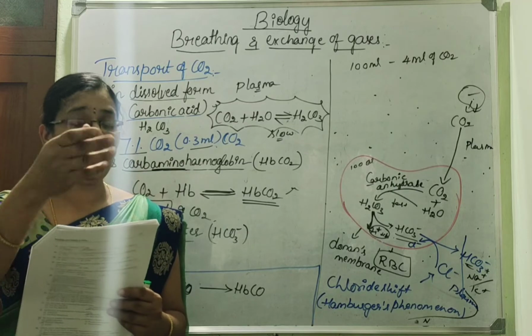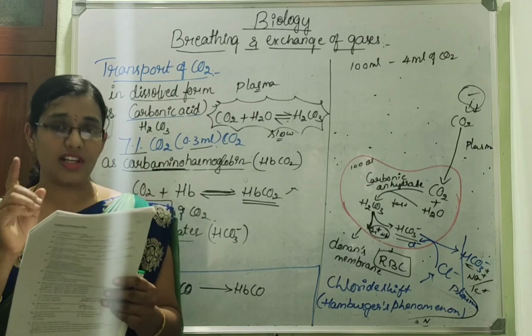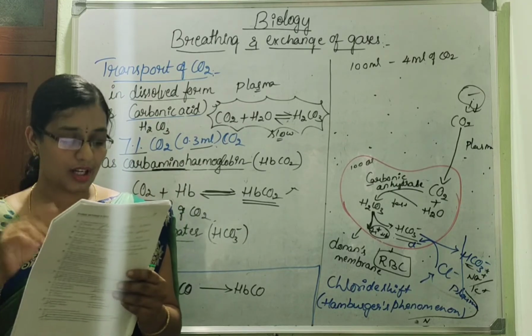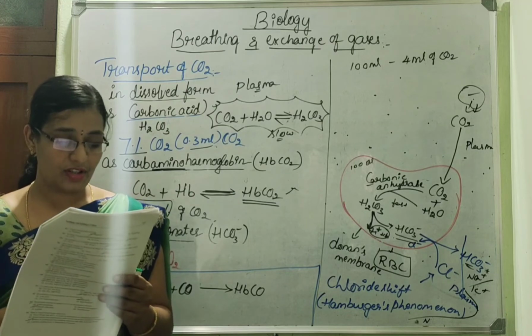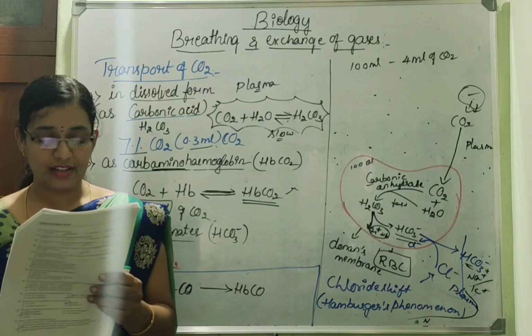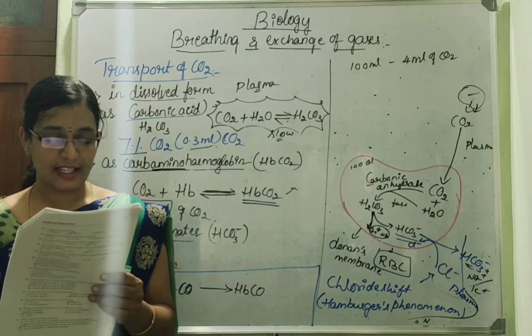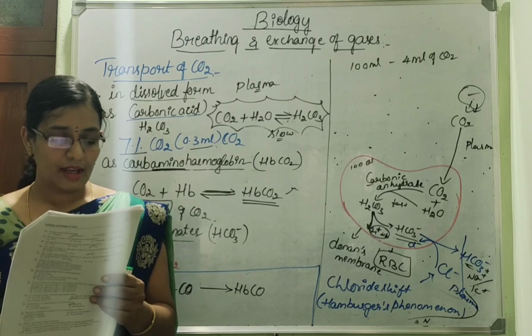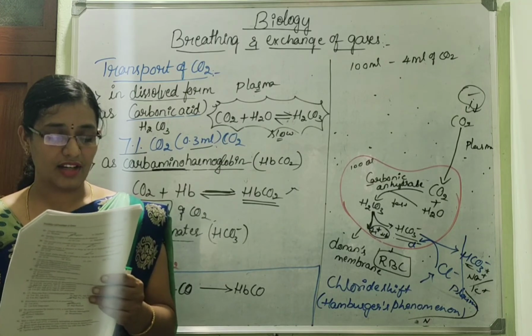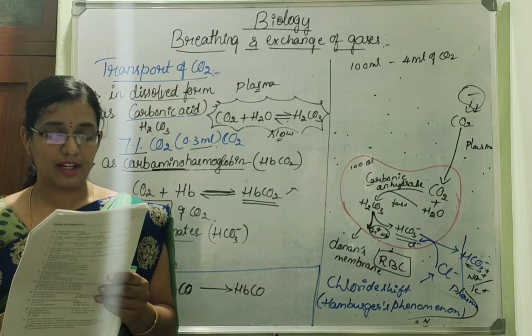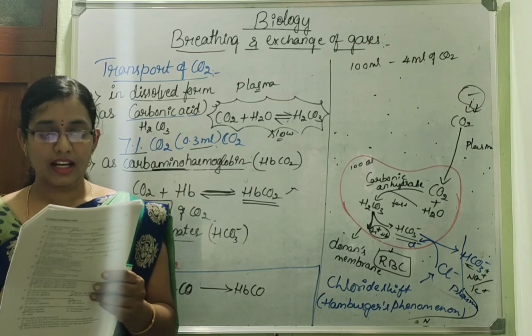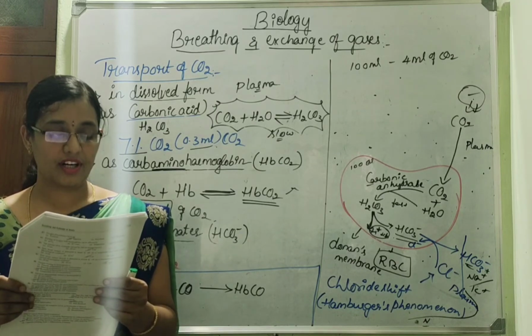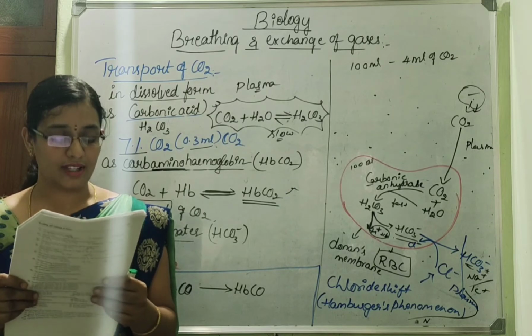It is entering, so deoxygenated blood, which is rich in carbon dioxide. Let me read out the options. Blood entering the lung is rich in: A, oxygen; B, carbon dioxide; C, urea; D, more RBCs. So it is option B, carbon dioxide.